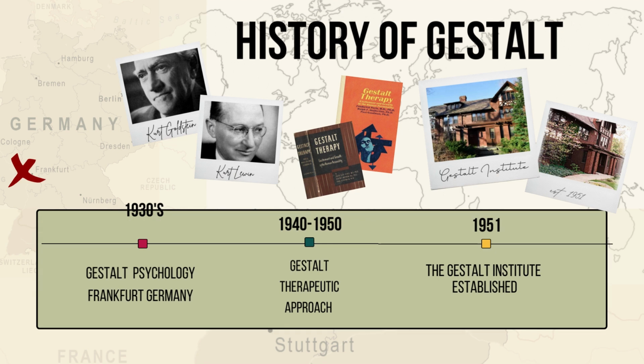Gestalt therapy first began as a scientific psychology study by Kurt Goldstein and Kurt Lewin. This was first developed in Frankfurt, Germany in the 1930s. Then in the 1940s and 1950s in the US, Gestalt turned more into a therapeutic approach. And this is where Fritz Perls comes into the story and begins writing and promoting Gestalt as a therapeutic approach.